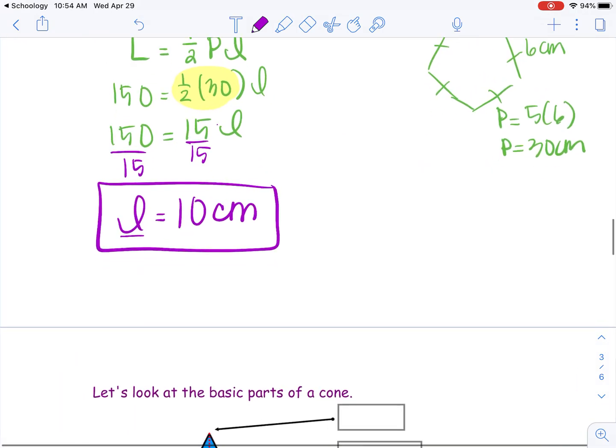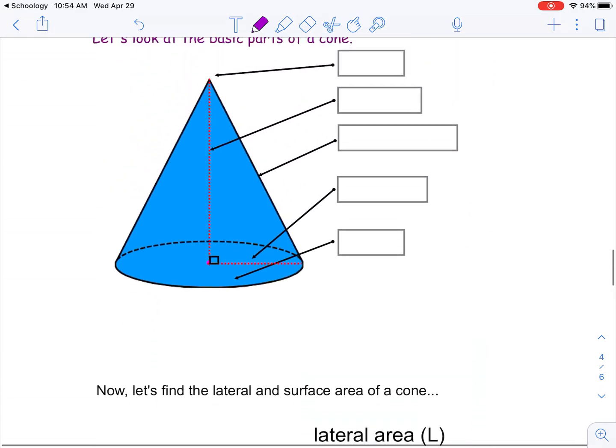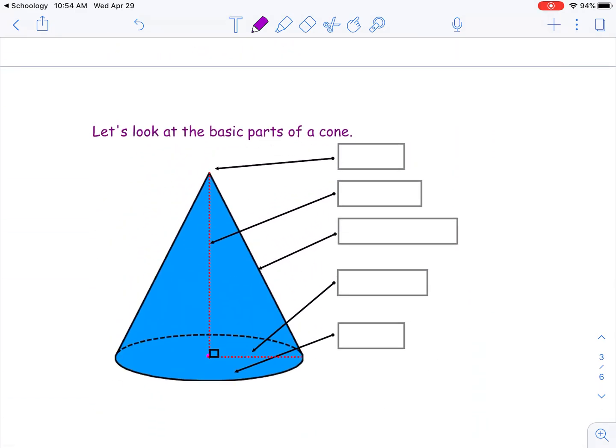Okay. All right. So the last figure that we have to talk about today is a cone. Okay. So let's look at the basic parts of the cone. This right here, we know what that's called. That's a vertex. This right here goes from the vertex to the center. That's the height, which is h. This right here is the slant height. It has no edges, so if you're like, wait, that's an edge. There's no edges on a cone.